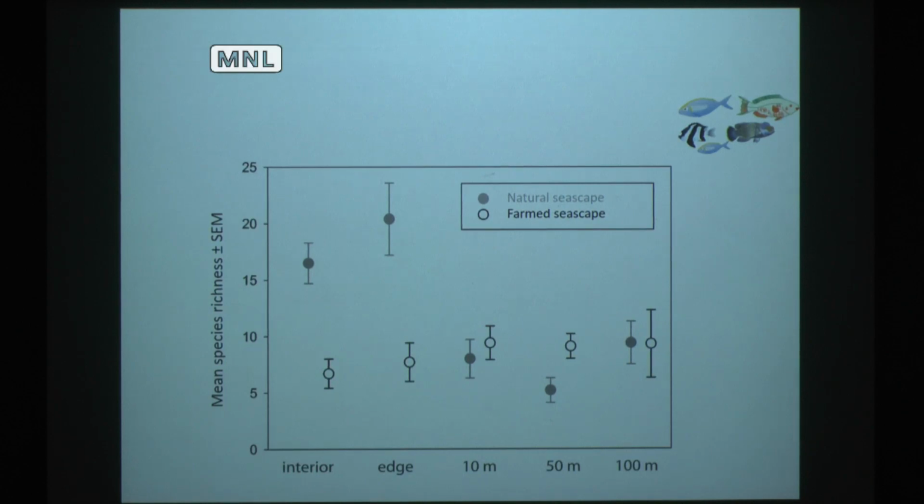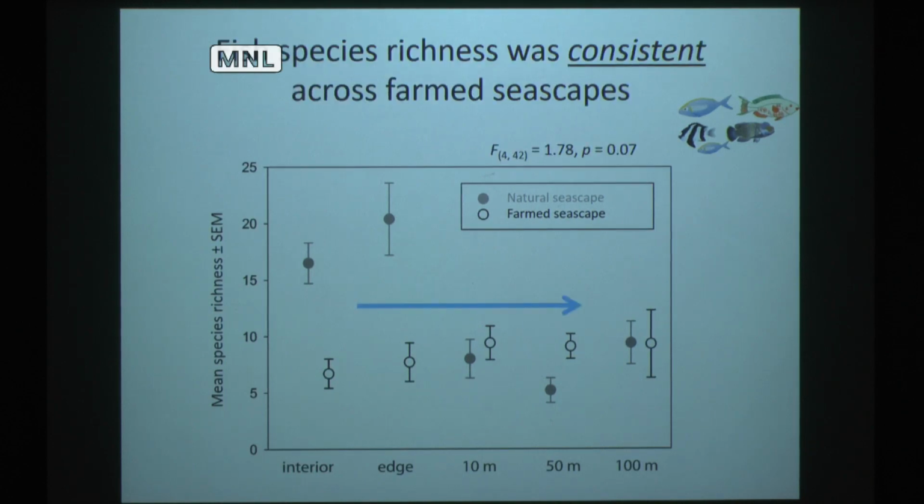If we look at the farm seascape, we have a different result in that fish species richness was consistent throughout. And this could have been related to the fact that there were macrophytes inside the farms as well as outside the farms.